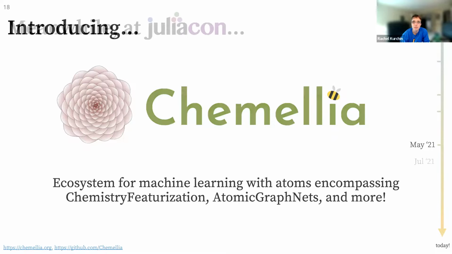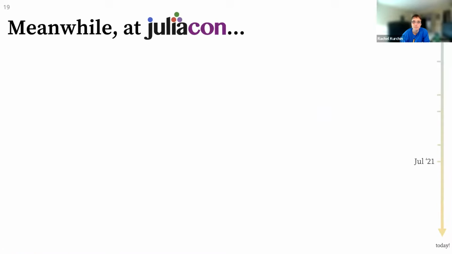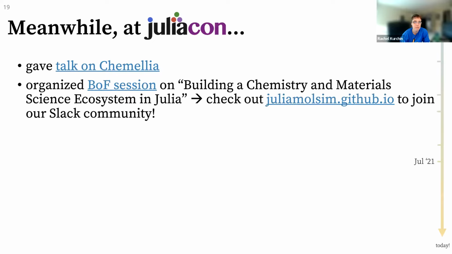So then we come to JuliaCon 2021, where I gave a talk on Chemellia that was, I think, well received. It's got several hundred views on YouTube, which I'll take. But also quite excitingly, Michael Herbst, who I know is part of the CESMIX group, and I, as well as a couple of other people, co-organized a Birds of a Feather session on building a chemistry and materials science ecosystem in Julia. These sessions are not recorded, so you can't watch it, but the link here, and I'll send these slides along, takes you to some notes that we compiled in a GitHub repository, so you can get a sense for what we talked about.